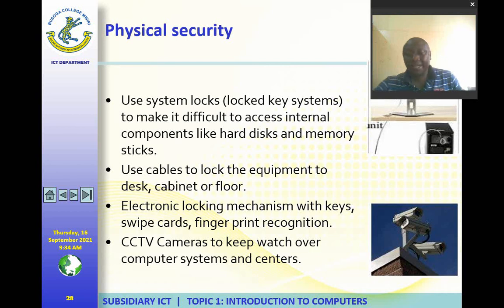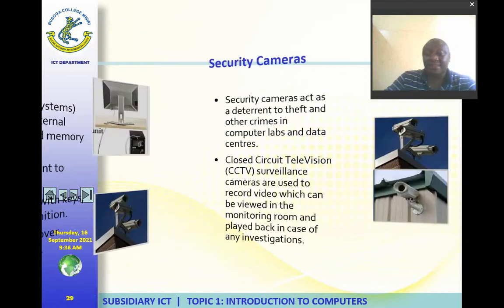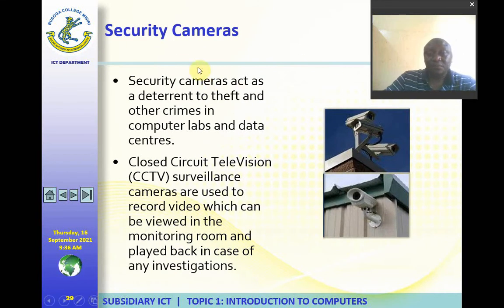We have the cable ties, we will be looking at them. Then also electronic locking mechanism with keys, swipe cards, fingerprint recognition. These cameras, I've already talked about them. So at the end of this lesson, you will know that you need cameras in an area. Security cameras act as a deterrent to theft and other crimes in computer labs and data centers.